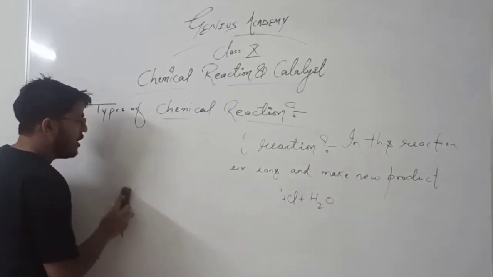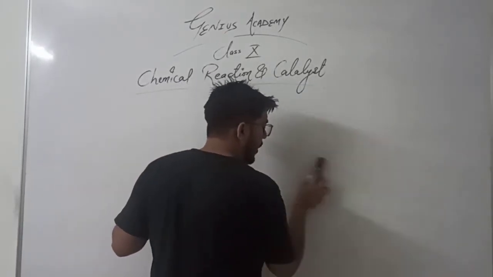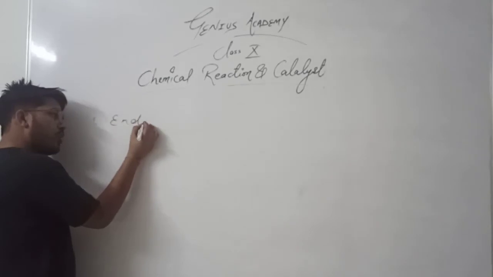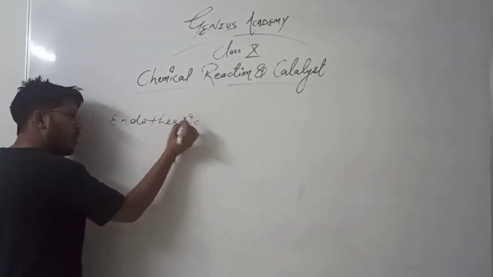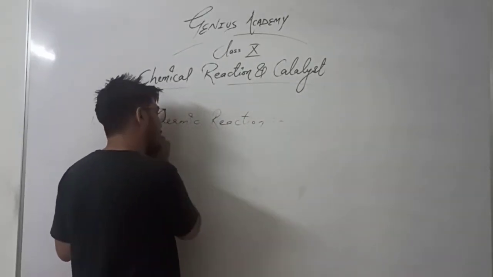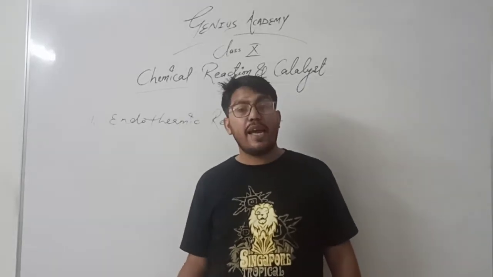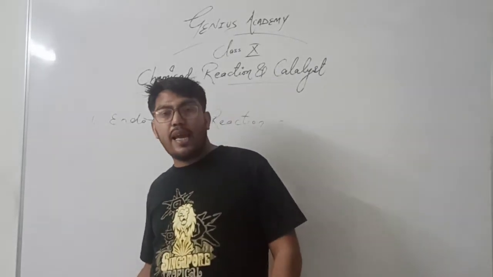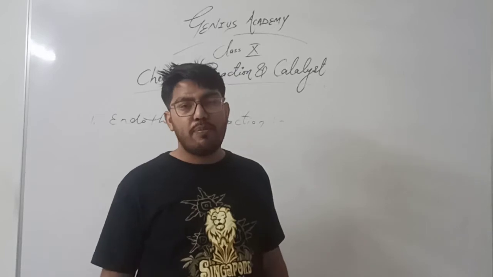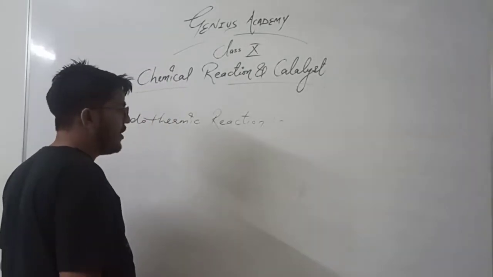Okay, based on giving or taking heat, chemical reactions are divided into two parts. First is endothermic reaction. What is an endothermic reaction? In this reaction, heat is absorbed. Heat is absorbed either in the initial state, the middle, or at the end. Okay, so heat is absorbed in this reaction.